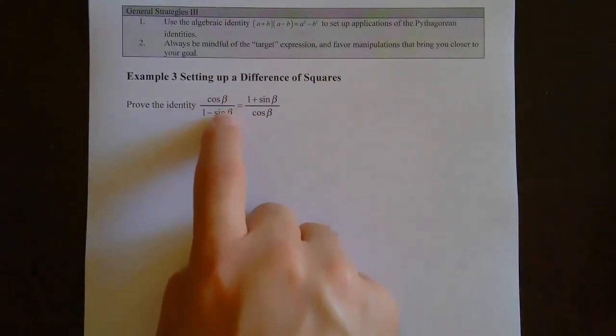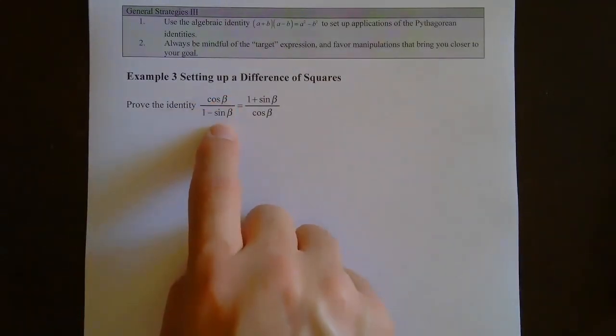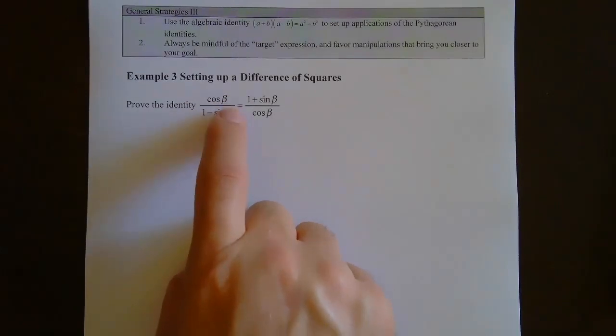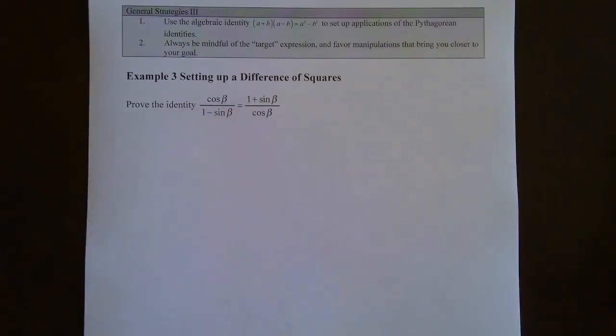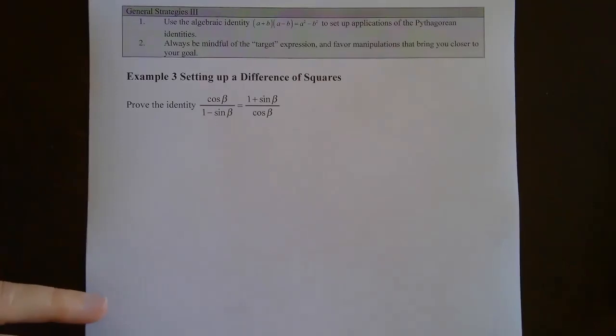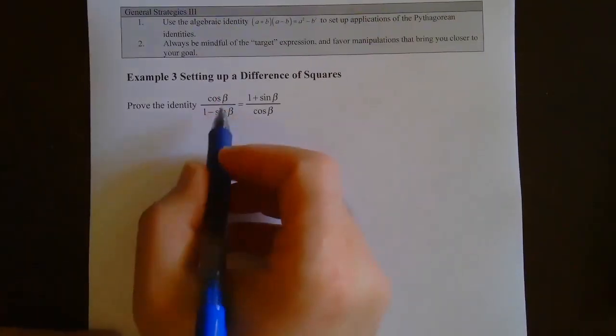So if I multiply by 1 plus sine beta over 1 plus sine beta, that would get me a 1 plus sine beta on top. We'd have extra stuff, but maybe we can get rid of it. So I'm going to work on this left-hand side.